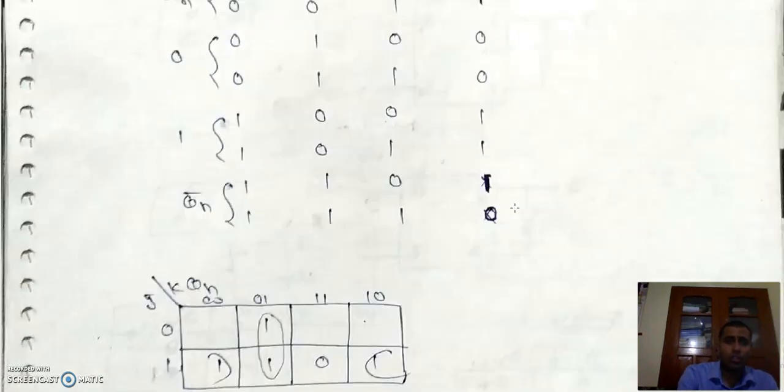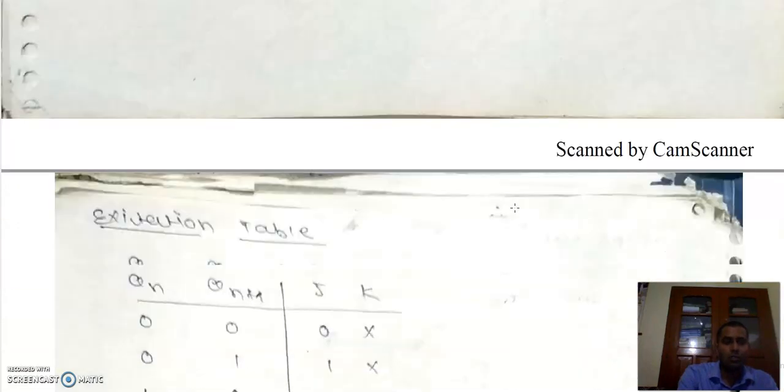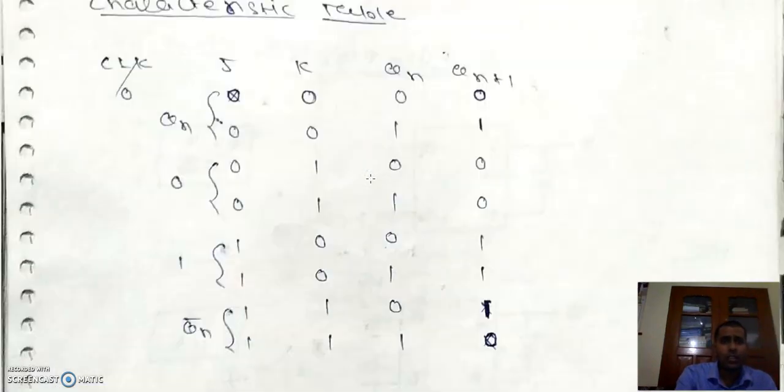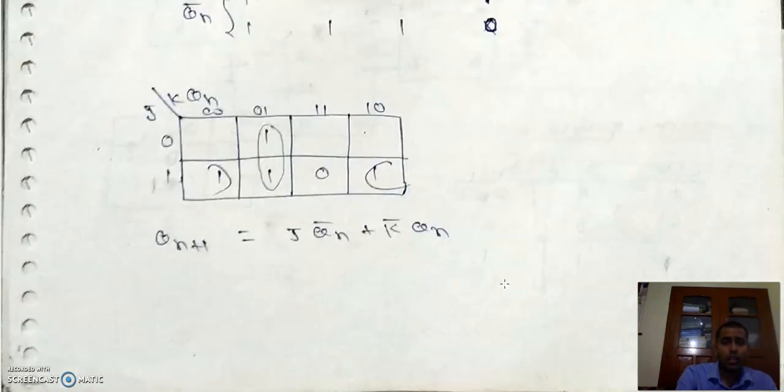So for Qn to Qn+1 equal to 0 0, we get J = 0, K = don't care. Similarly for 0 1, you can check, we are getting 0 1 here, and in this case also 0 1. In this case you can see J is fixed at 1, but K is 0 or 1, so don't care. So J is equal to 1, K is equal to don't care. Similarly you can check for 1 0 and 1 1.